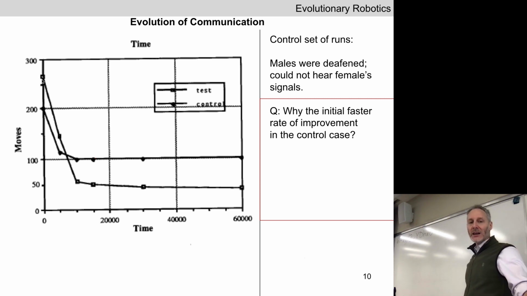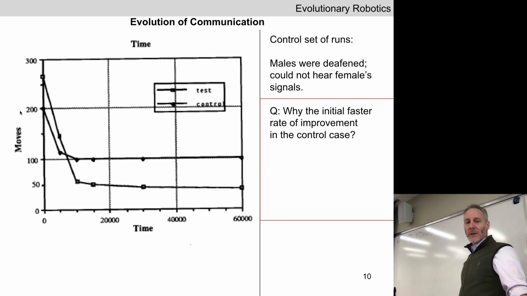So way back at the beginning here, males found females on average after about 270 time steps. By the end, males were finding females on an average of 40 time steps. Clearly, the evolution of coordination between males and females has increased in this study.